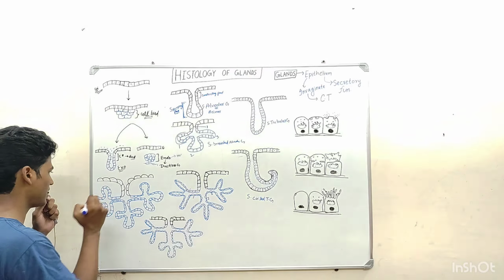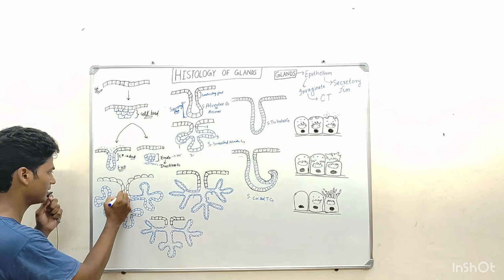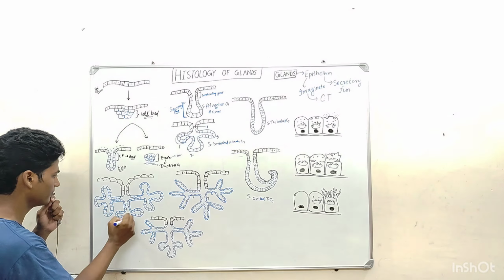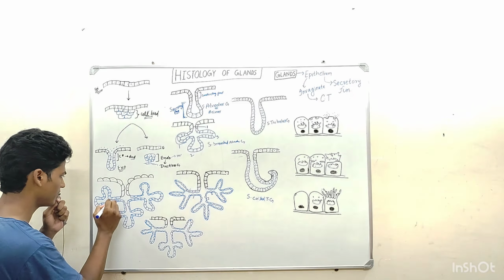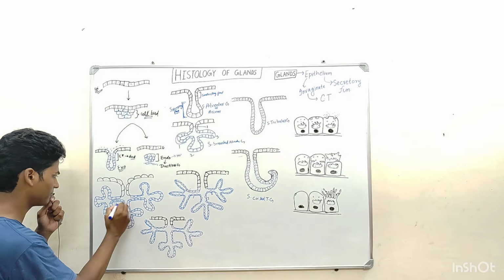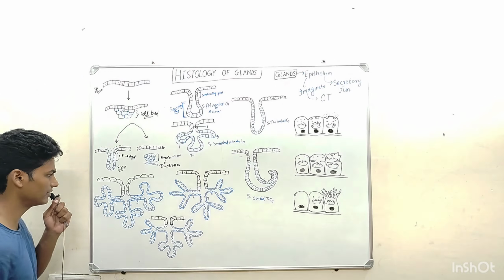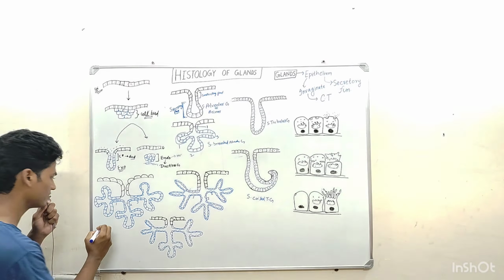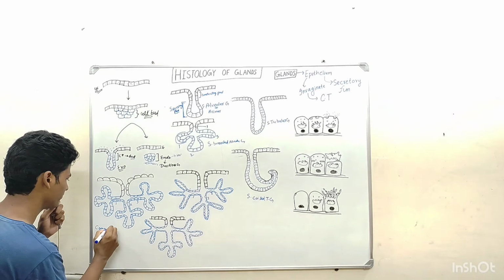So in this picture, as you can see, this is the epithelium, and it continues to form glands, and here you can see more than one duct is present. This is 1, this is 2, and this is 3. Since there is more than one duct, it is called a compound gland.